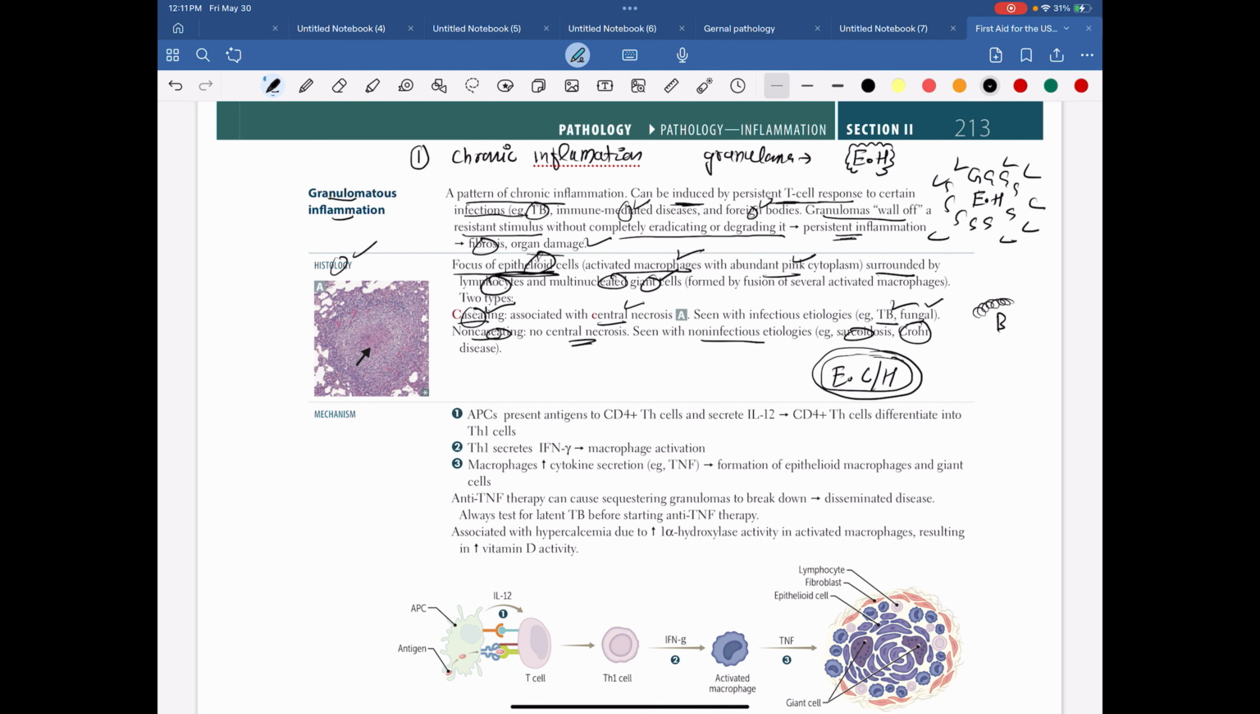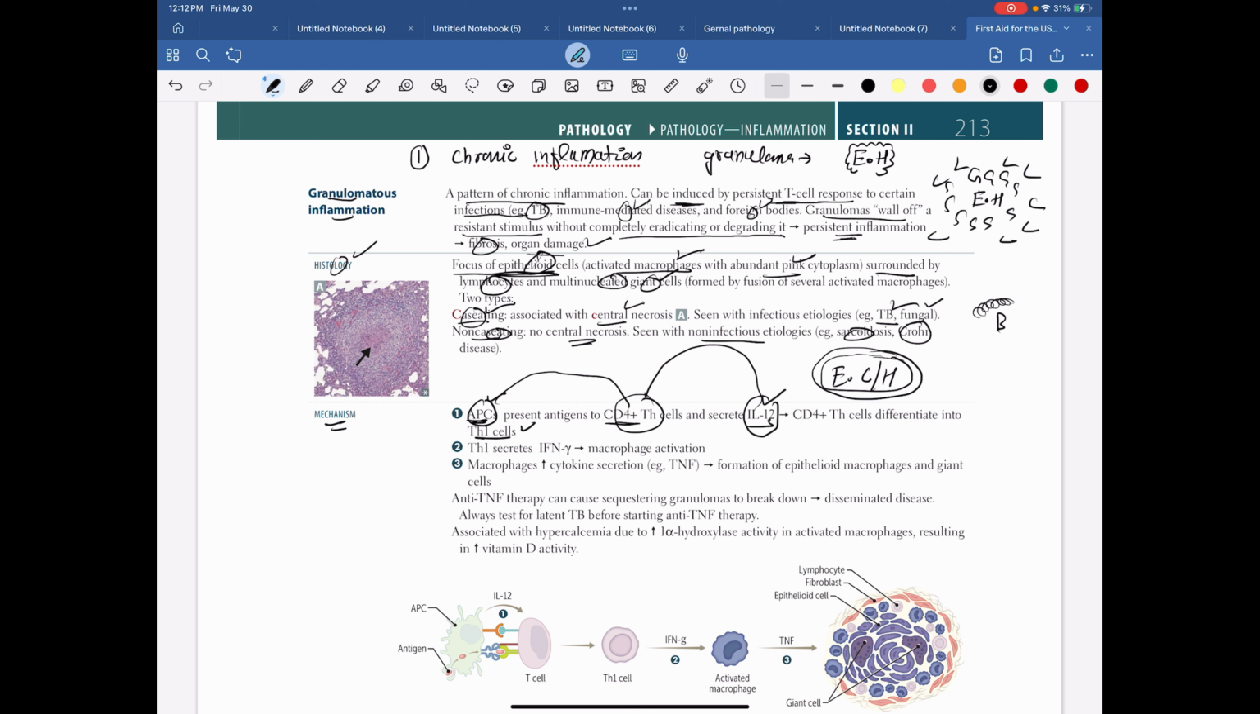So, okay, now let's discuss how the granuloma is going to be formed in your body. Here we are going to discuss the mechanism of granuloma formation, or simply the steps involved in granuloma formation. First of all, remember the antigen presenting cells present in our body. They present antigens to CD4 T helper cells, and these cells secrete interleukin 12, and this interleukin 12 will stimulate the CD4 positive T helper cell into a T helper 1 cell.